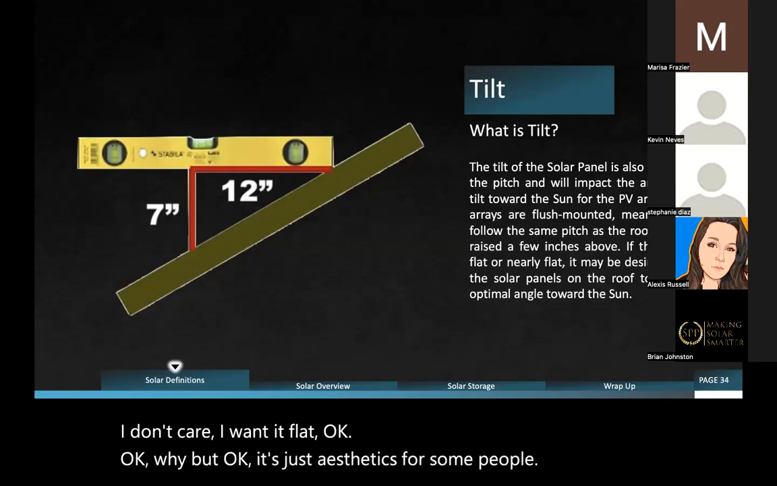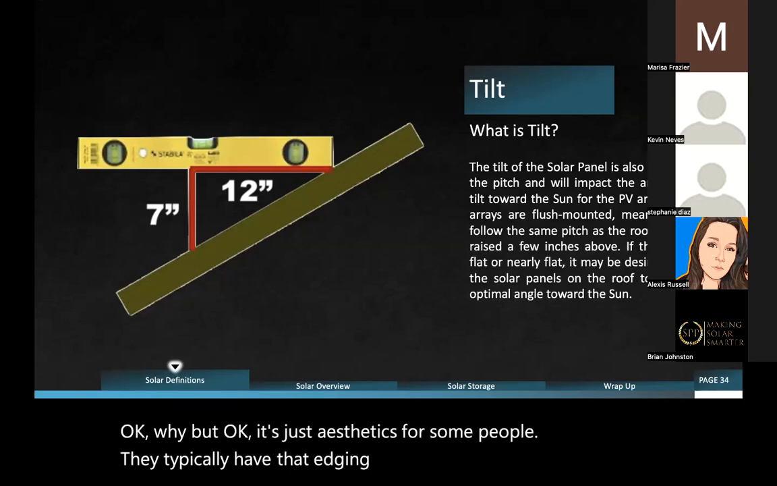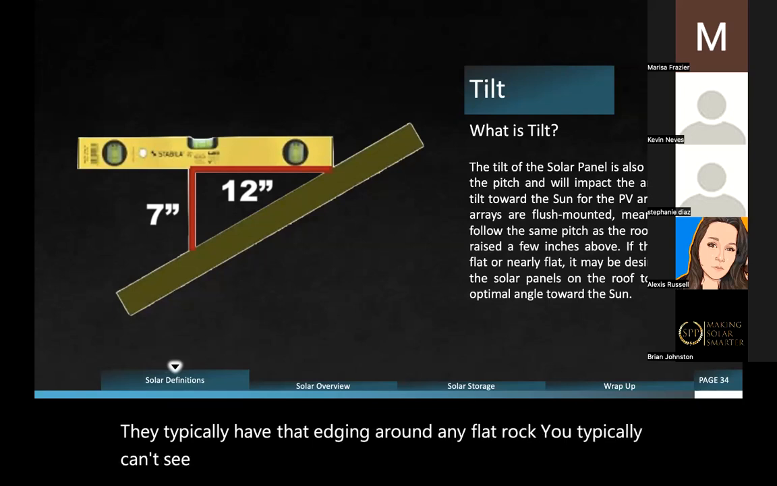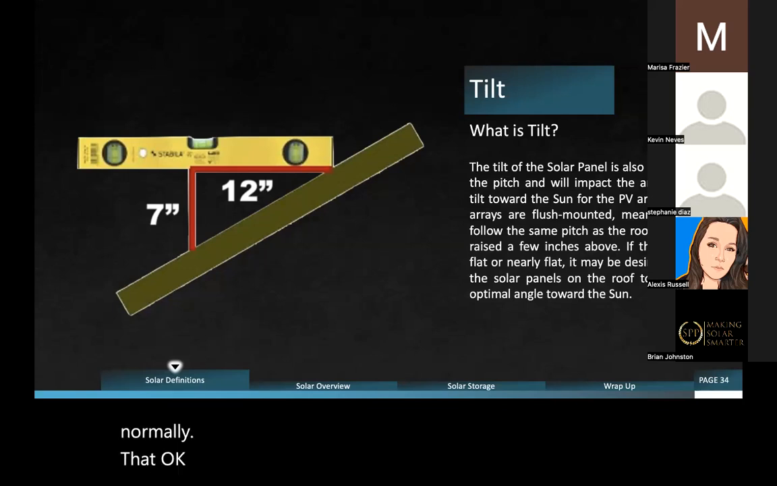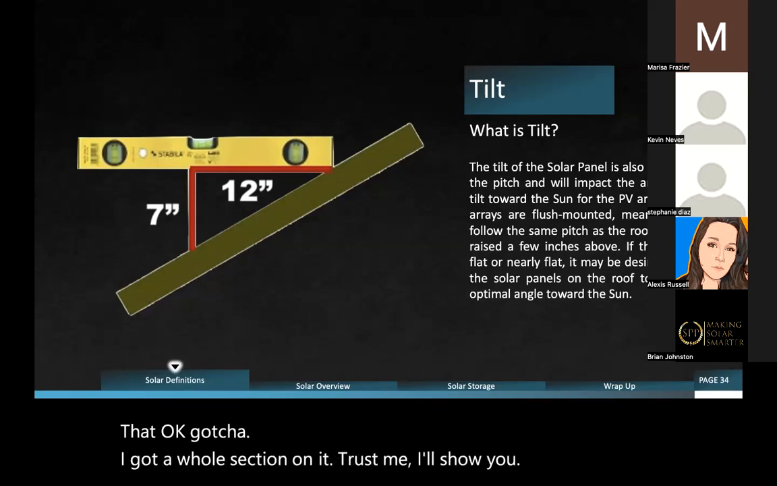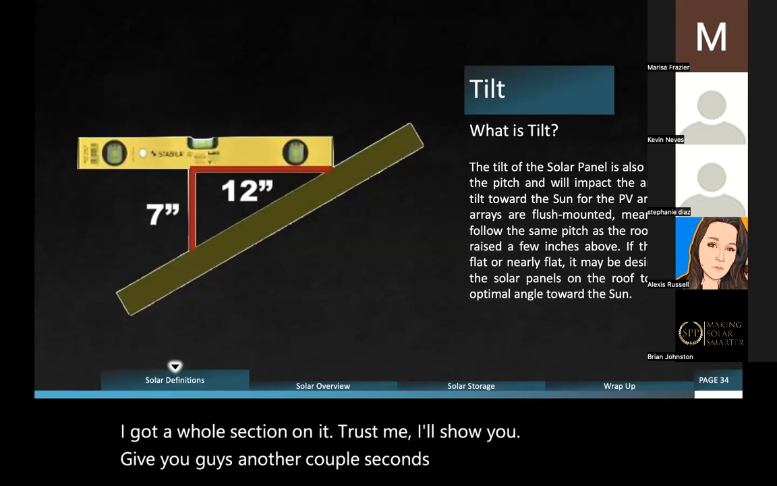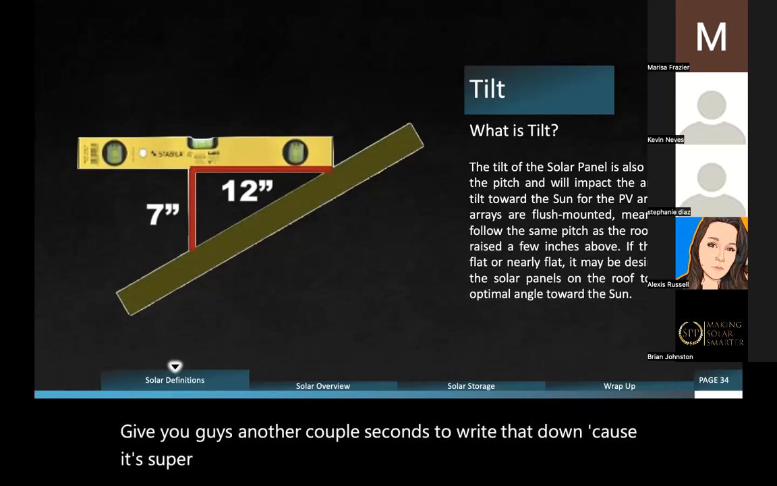Well, they typically have that edging around any flat roof. You typically can't see them because you've got a wall, that retainer wall normally. Yep. Okay, gotcha. No, you're right, I got a whole section on it. Trust me, I'll show you. Give you guys another couple seconds to write that down, because it's super important that you understand that part.